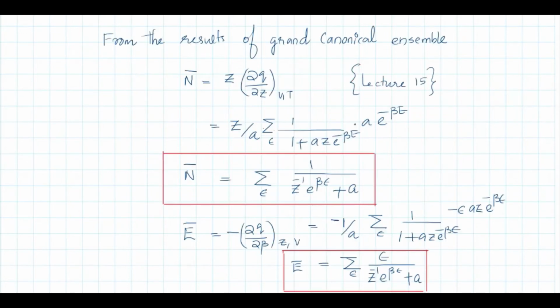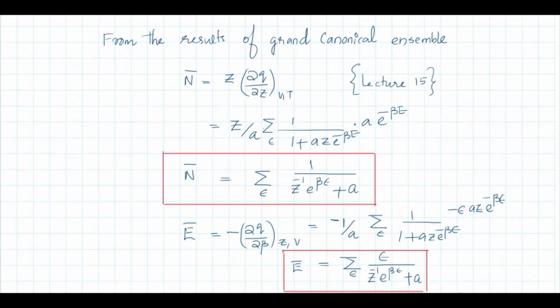Okay. Now, from the results of the grand canonical ensemble, we have two important expressions. One is for the average number of particles n bar. The second one is for the average energy E bar. We are considering a system in which the number of particles and energy are variables. Number of particles is a variable, energy is a variable. In the case of a system in the grand canonical ensemble, it is natural to find the average number of particles and average energy. What is the average number of particles?